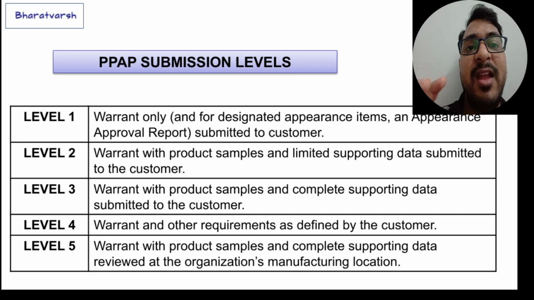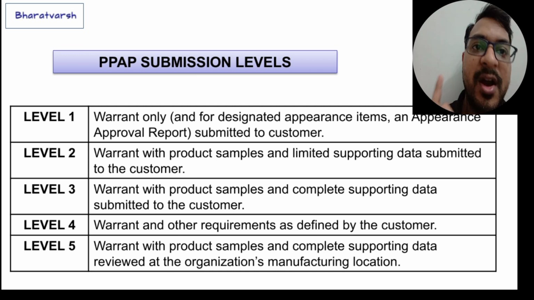So for PPAP submission, there are levels. There are 5 levels of PPAP submission. Level 1, warrant only, in which we have to submit only the warrant or some appearance approval report to the customer. Level 2, warrant with product samples and limited supporting documents of the PPAP to the customer. Level 3, warrant with product samples and complete supporting data submitted to the customer. Level 4, warrant and other requirements as defined by the customer. Level 5, warrant with product samples and complete supporting data reviewed at the organization's manufacturing location.